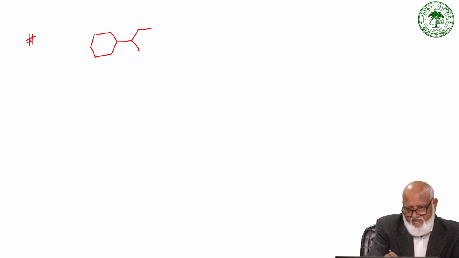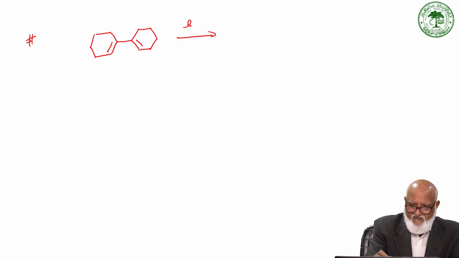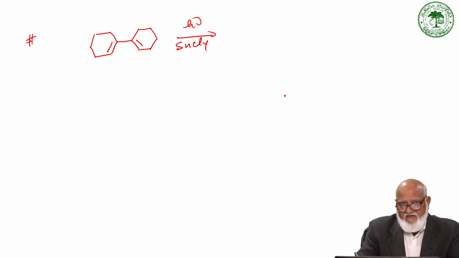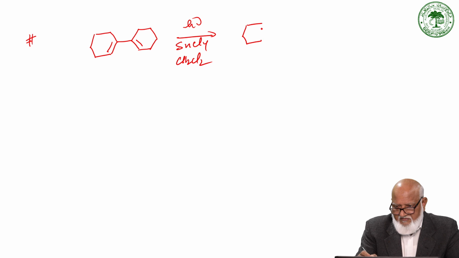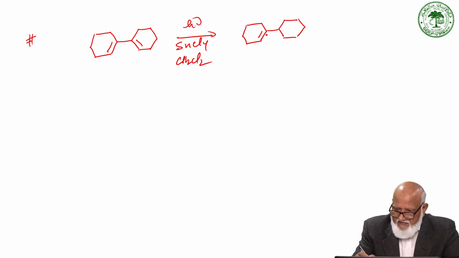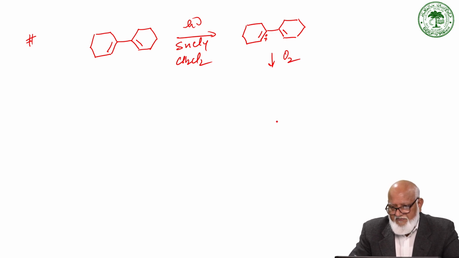Let's see another example here. It has also been shown that if we have a diene like this in the presence of light, with SnCl4 being the electron acceptor and CH2Cl2 being the solvent, there is an electron transfer from this diene to SnCl4 to generate a radical cation. Again it has been found to react with oxygen. It has been trapped. This is another example of trapping of the radical cation by oxygen.